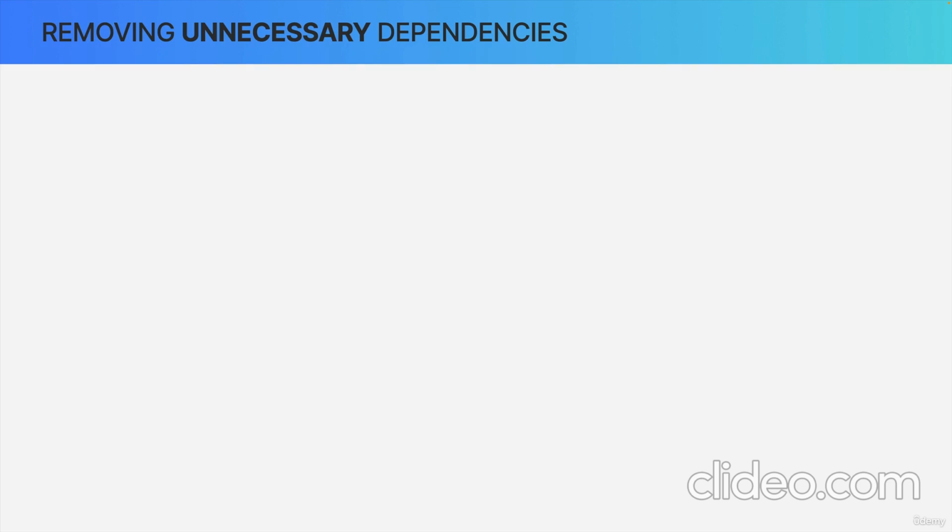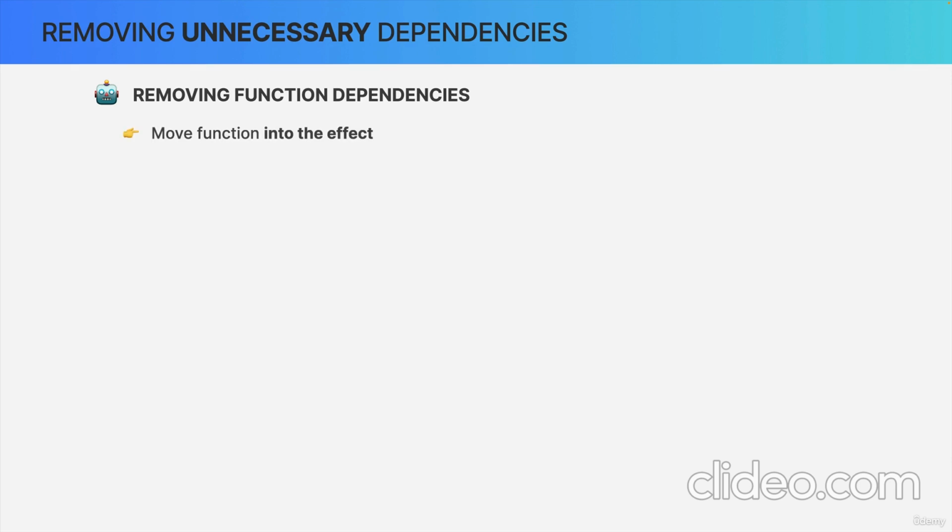So first off, when you're dealing with helper functions as dependencies, the easiest way to remove the dependency is to just move the function right into the effect. Because if the function is inside the effect, then it's no longer a dependency of the effect. However, if you can't do that, because you might need the same function in multiple places, you can try to memoize it with useCallback.